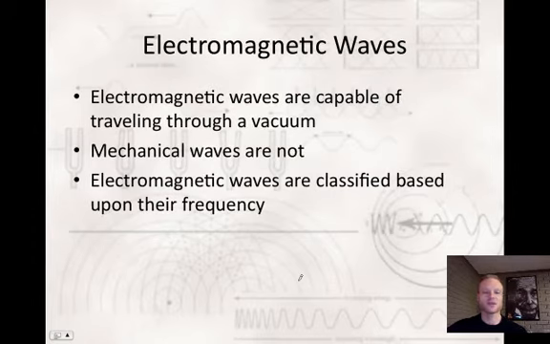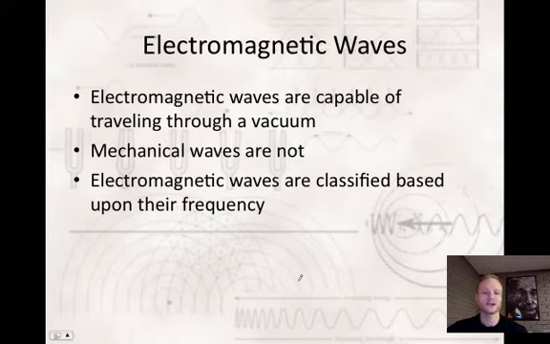The first thing is just a refresher, a reminder that light is an electromagnetic wave. And basically what that means is an electromagnetic wave is a wave that is capable of traveling through a vacuum, which is just the opposite of what a mechanical wave is, which is something that is not able to travel through a vacuum. It needs a medium in which it can travel through. Okay? And electromagnetic waves are classified based upon their frequency.